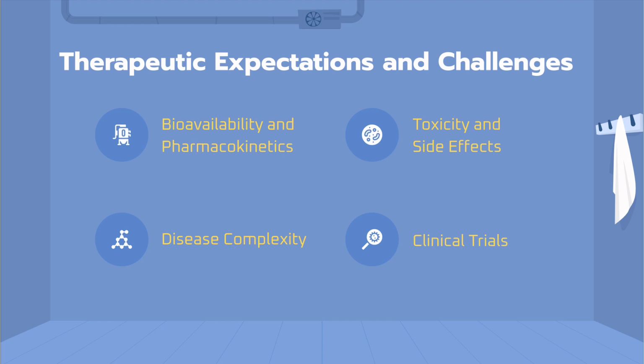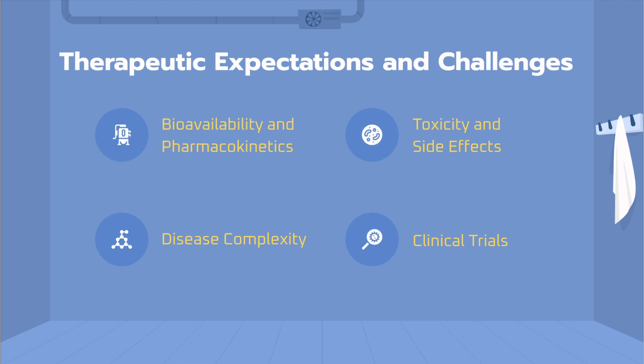Toxicity and side effects are also important to consider. Some inhibitors may cause off-target effects or toxicity at greater doses. Comprehensive toxicity studies are required to ensure the safety of these compounds. Don't overlook the disease complexity. Alzheimer's disease is complex, with A-beta aggregation being only one element of the pathogenesis. Combination medicines that target many pathways may be required to obtain significant clinical benefits.